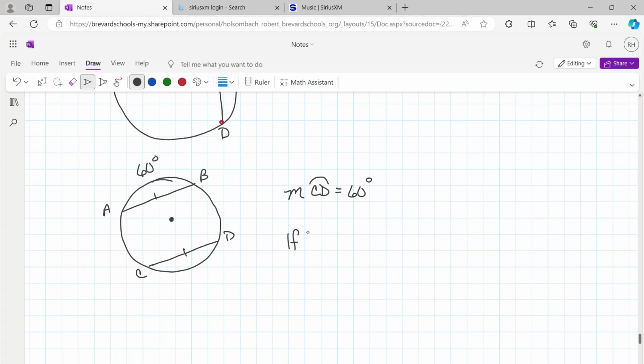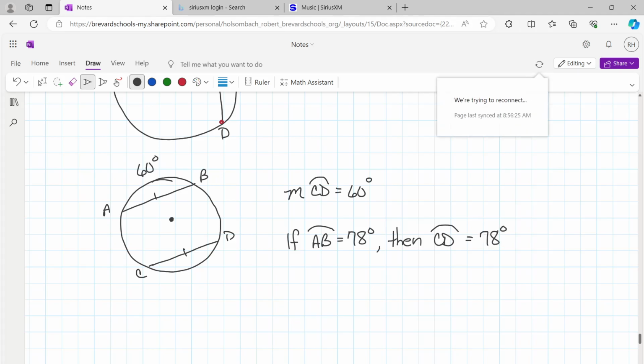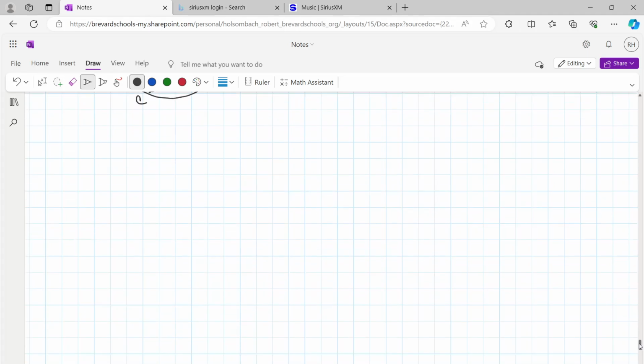And then if arc AB is equal to 78 degrees, then arc CD is equal to 78 degrees. All right, turn the page. Now we're going to use this same rule and just incorporate a little bit of algebra.